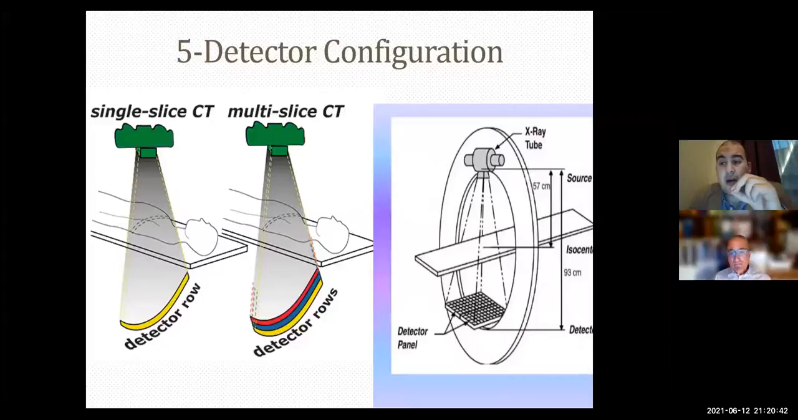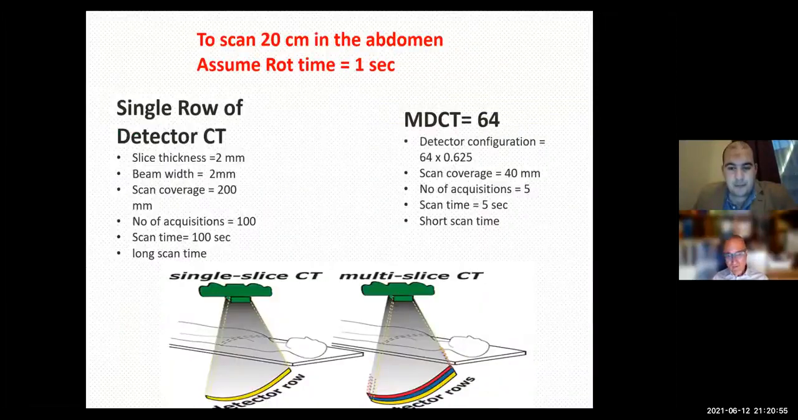Hello, sir. Are you there? Single row of detector and we have multi-detector CT 64 slice. If we assume that we want to take slice thickness, are you hearing me? Yes, sir. Please continue. Maybe your internet was a problem for a few seconds. Please continue. Okay.